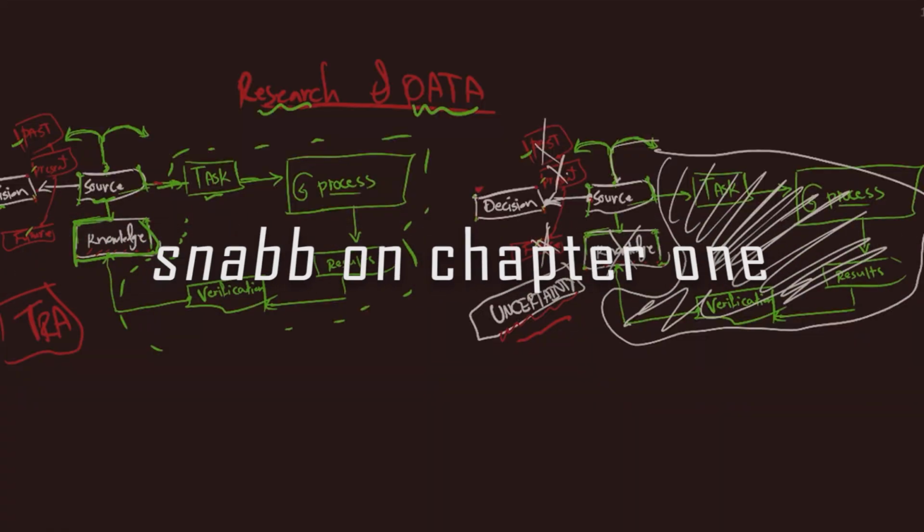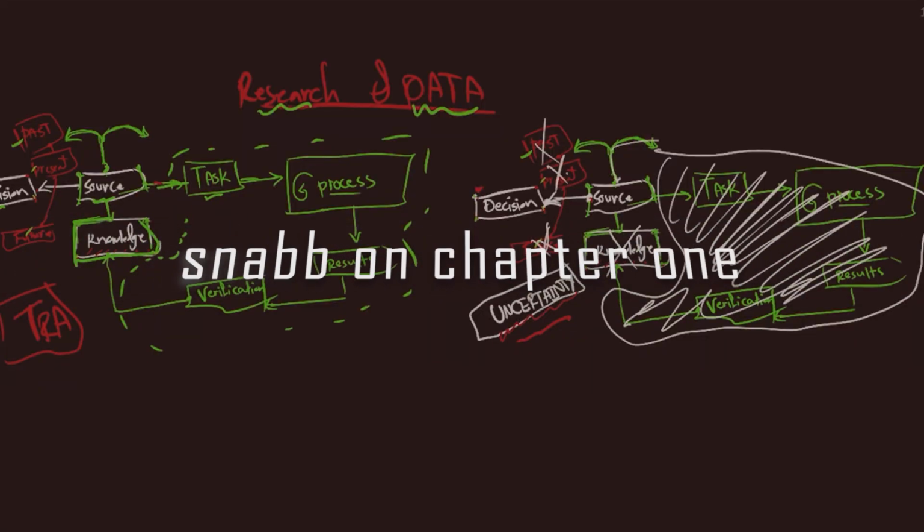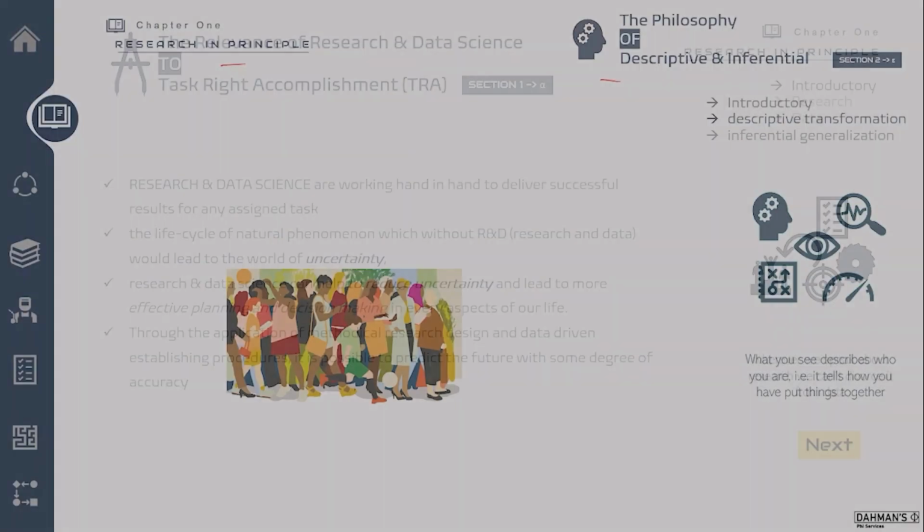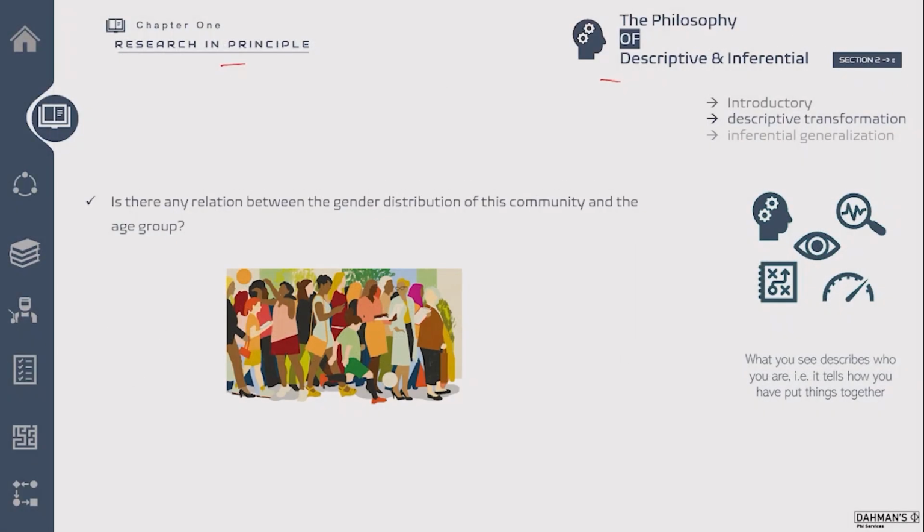Data is everywhere. And as we proceed in the following section, you will see a clearer image of data in every aspect of our life. To set up, I'm going to ask you a question. Do you see any relation between the male and female distribution of this community and their age group? Answering this question, you could look at two kinds of answers. There is a subjective way of answering the question and an objective one.